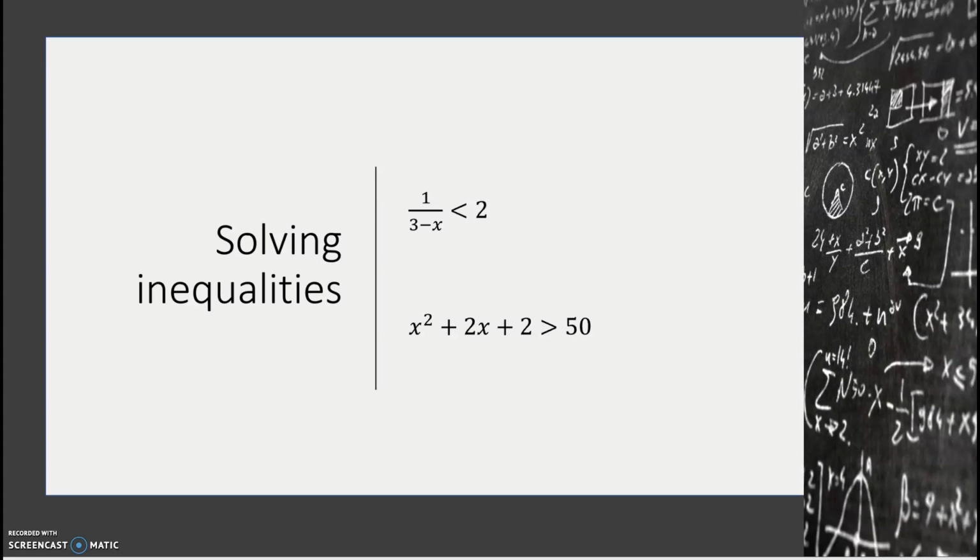Now, if we get to solving inequalities, we just need to remember that when we're dividing by a negative number, we reverse the sign. That's all. Okay, let's start with the first one. When 3 minus x is greater than 0, then x is less than 3. Just rearrange that. So we're going to multiply both sides by 3 minus x.